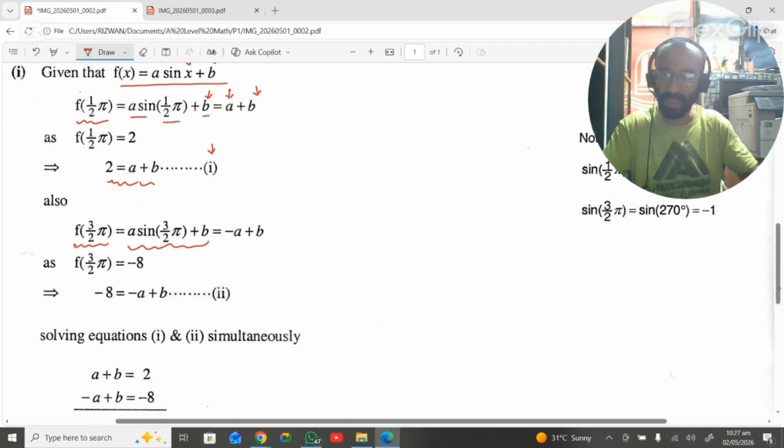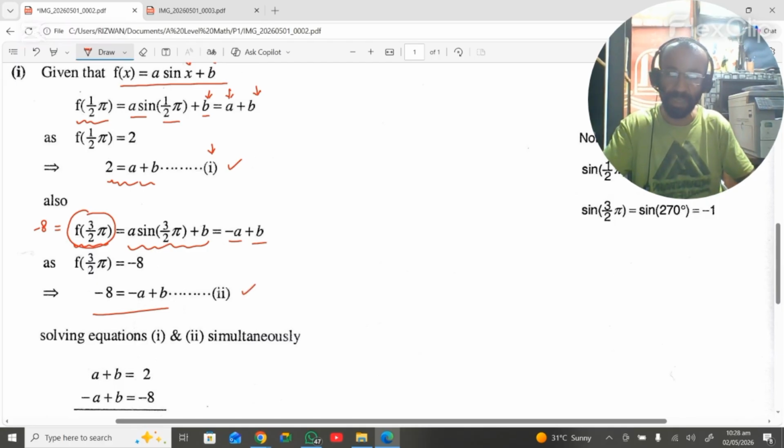So remember, your calculator should be in the radian mode. When you solve sine 3 by 2 pi on your calculator, the answer will be minus 1. So minus 1 into a will become minus a, and this plus b will remain as it is. So the equation will become minus a plus b is equal to minus 8, because it is given in the question that this value is equal to minus 8. Okay, so this is equation number 1 and this is equation number 2.